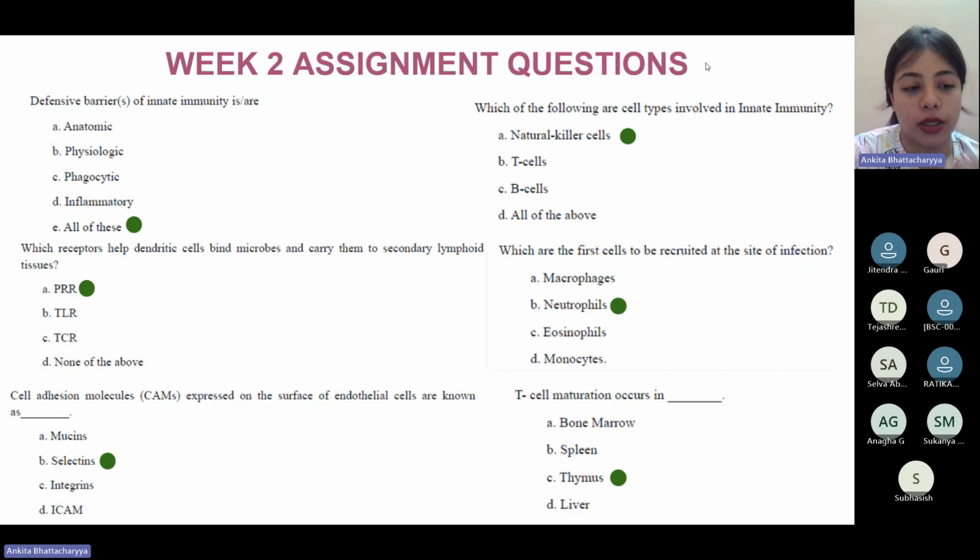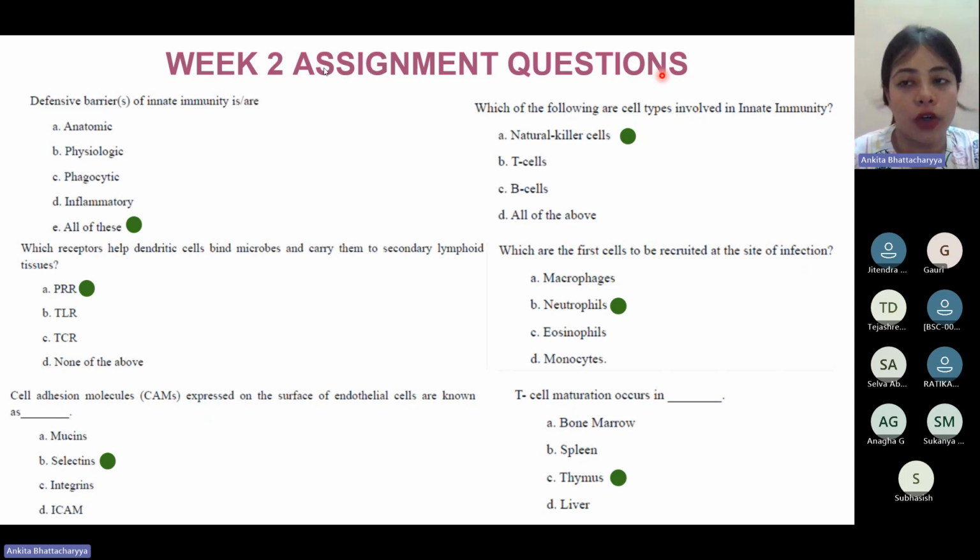They are also present, but with respect to this question, selectins is the correct option. Then comes the question: which of the following are the cell types involved in innate immunity? We had done a similar question in the previous week also. There the correct options also included natural killer cells along with macrophages.